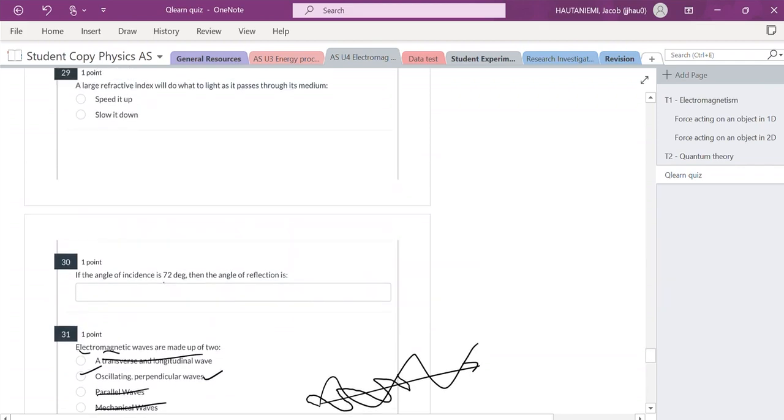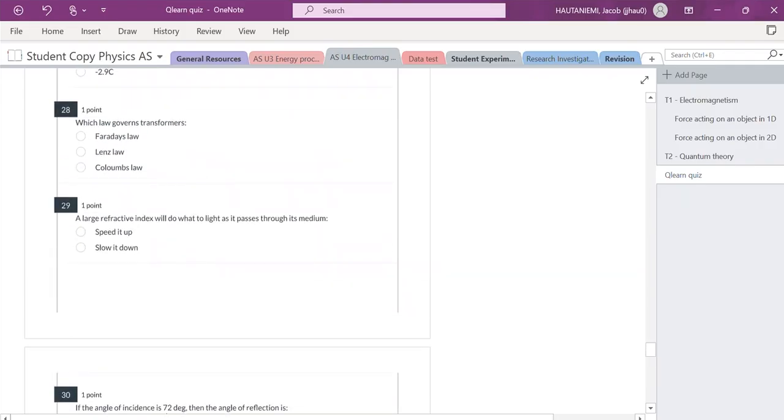If the angle of incidence is 72 degrees, what is the angle of reflection? Well, it's 72 degrees, easy. A large refractive index will do what to light as it passes through its medium? You can think of any example, maybe going from air into water. I definitely interpreted the question right. So as it's going into a larger one, this one's 1.3, this one is 1. It's going to slow it down.